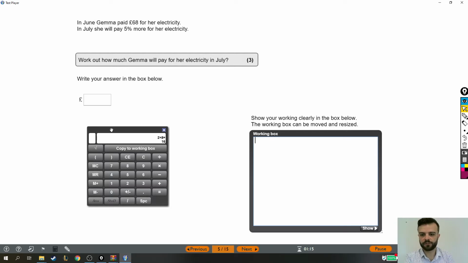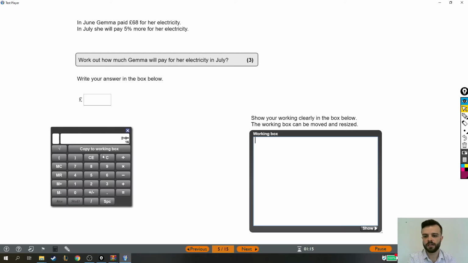Alright, so let's have a read through the question and see what we need to do. In June, Gemma paid £68 for her electricity. In July, she will pay 5% more for her electricity. How much will Gemma pay for her electricity in July? So we need to take £68, find 5% of it, and then add it on, because it's 5% more.